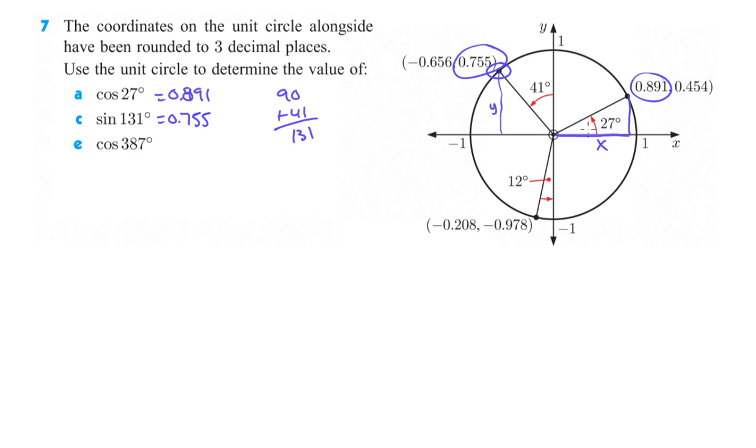And then cosine of 387. So 387 minus 360 gives us 27 back. So it's the same exact thing as this right here, and it's also cosine. So this is also going to equal 0.891.